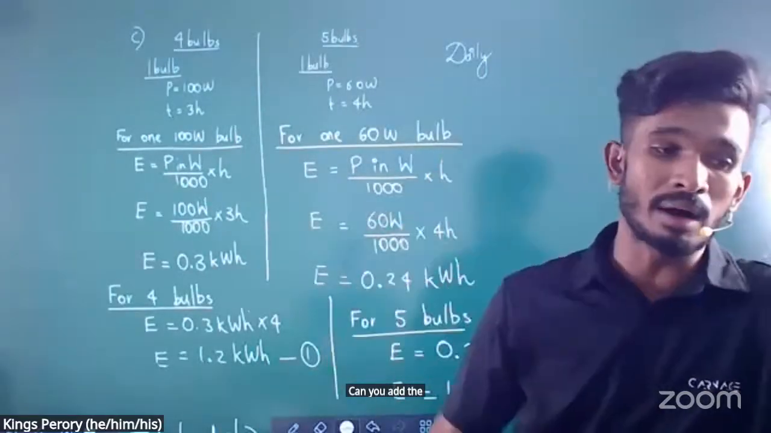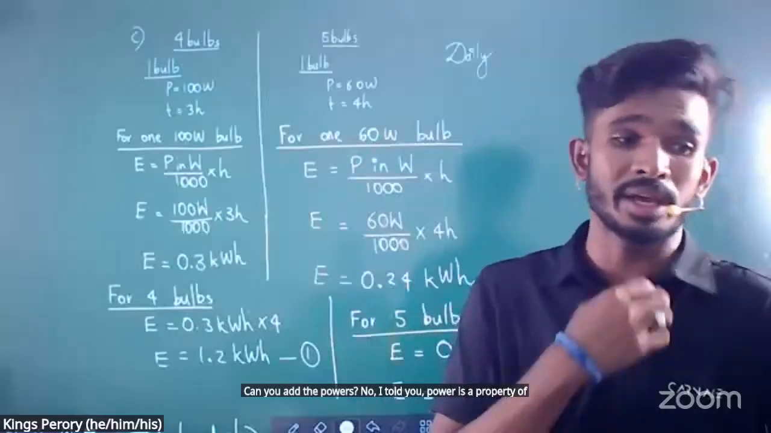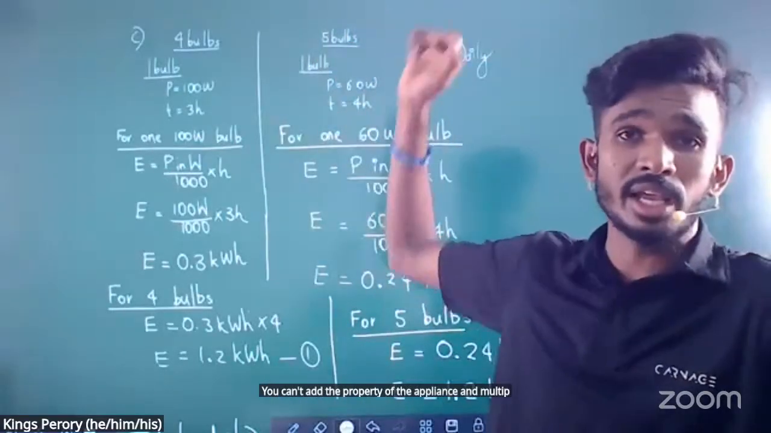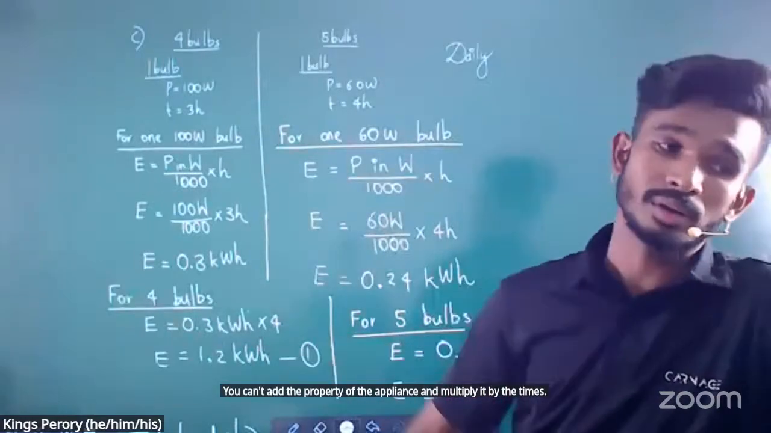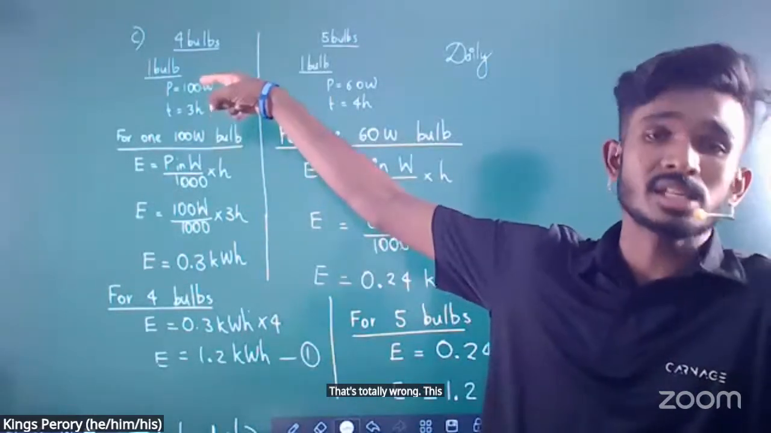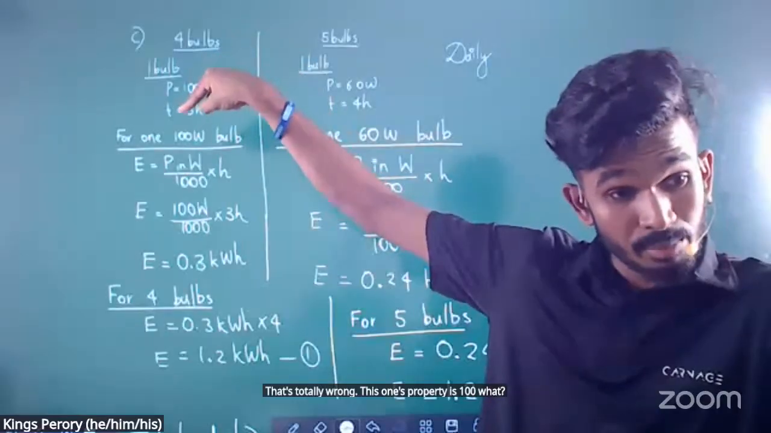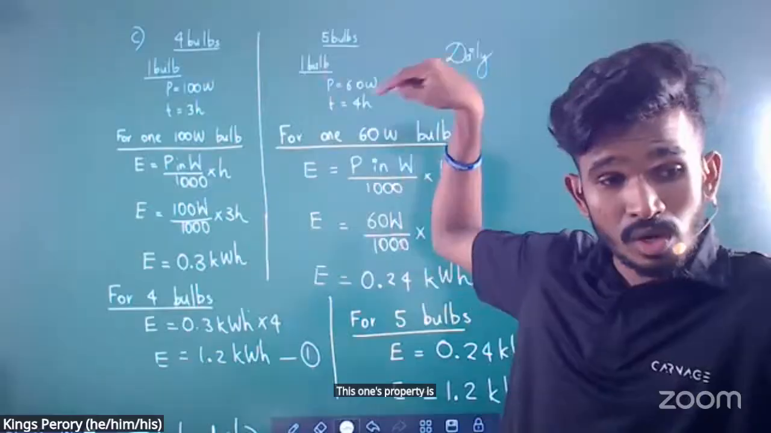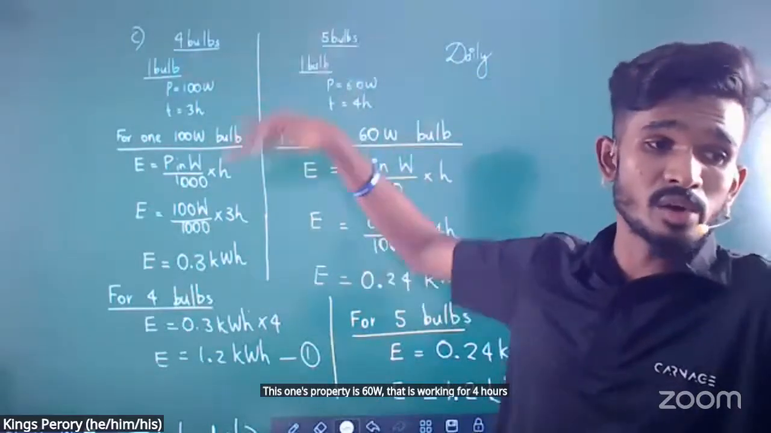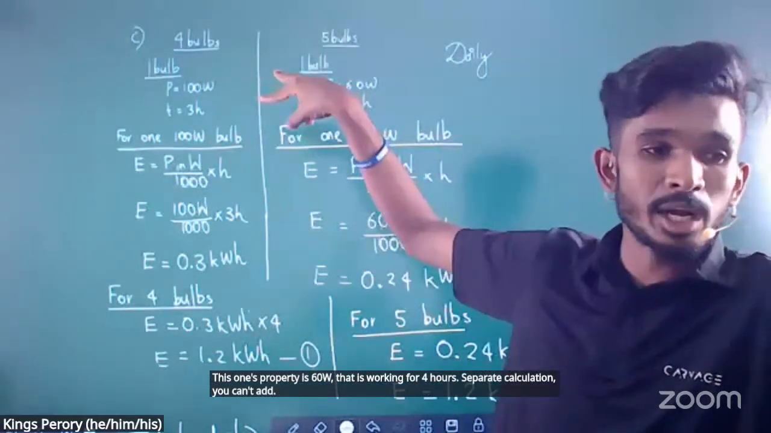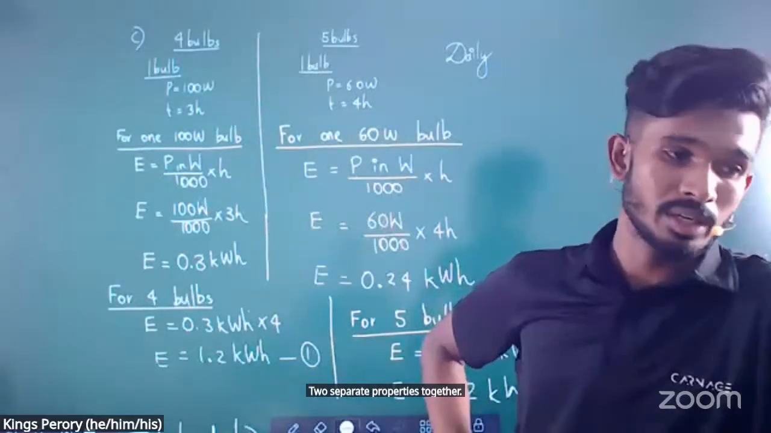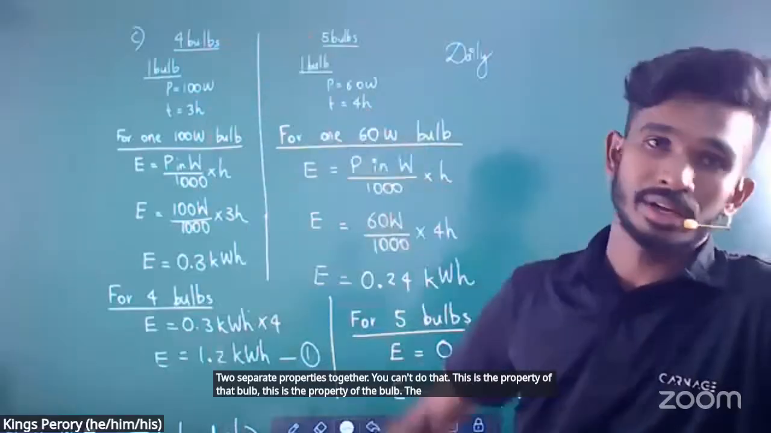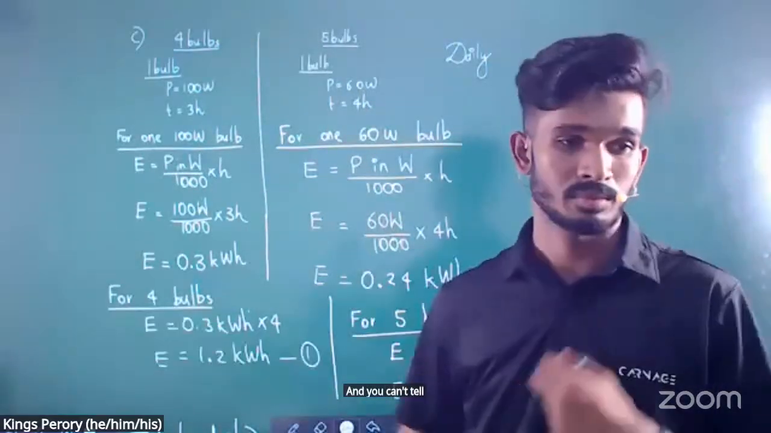No, I told you power is a property of that appliance. You can't add the property of the appliance and multiply it by the times. That's totally wrong. This one's property is 100 watt, working separately for 3 hours. This one's property is 60 watt, working for 4 hours. Separate calculation. You can't add two separate properties together. This is the property of that bulb. The properties you can't add, and you can't tell the total is this.